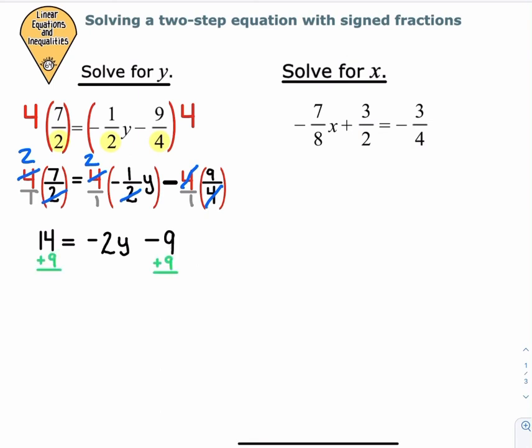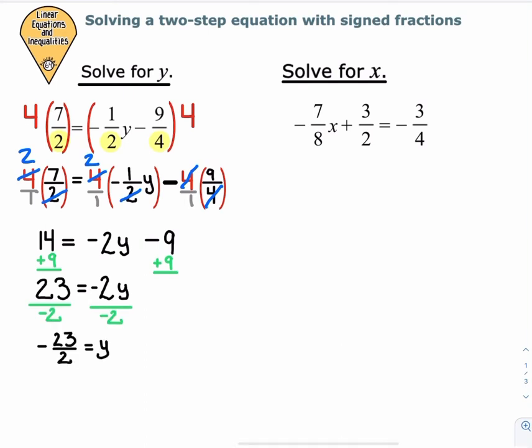Let's move the letters to one side, numbers to the other. I added 9, and my numbers are on the left. Then let's divide both sides by negative 2 to get the y by itself. So y is negative 23 over 2.